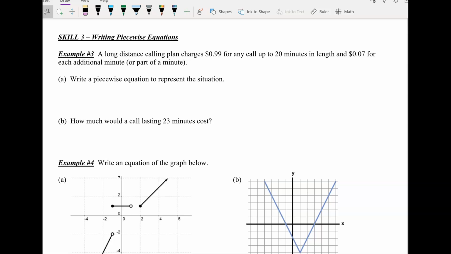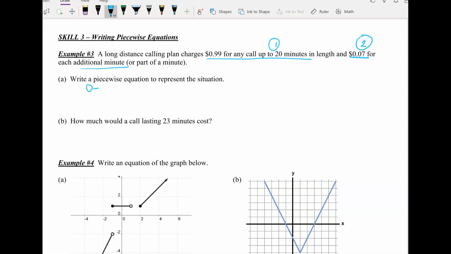A long distance calling plan charges 99 cents for any call up to 90 minutes. Okay, so 99 cents up to 90 minutes. And then 7 cents for each additional minute. Write a piecewise function to represent this situation. Okay, so I only see two pieces. I see this one and then I see the tag on, right? Well, let's figure this out.